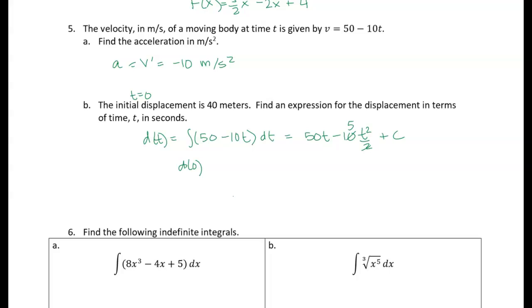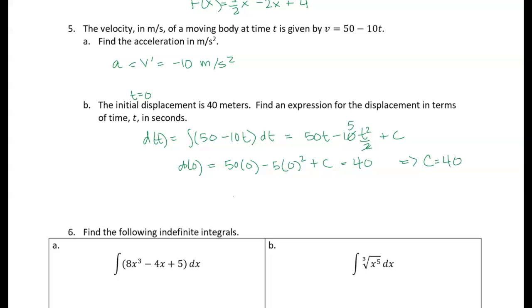So at t equals 0, if we plug that value for t in, so that becomes 0, and then we have minus 5 times 0 squared plus c equals 40. Okay, so everything goes away except c. So that's telling us that c equals 40.